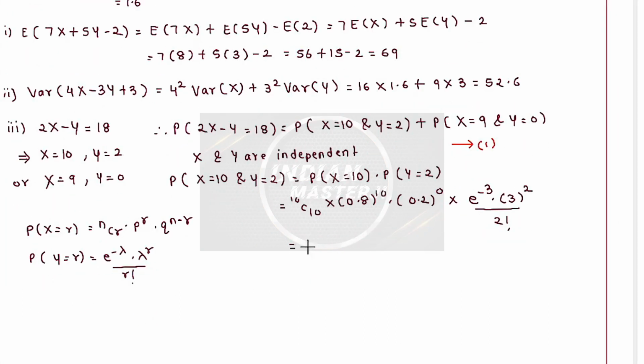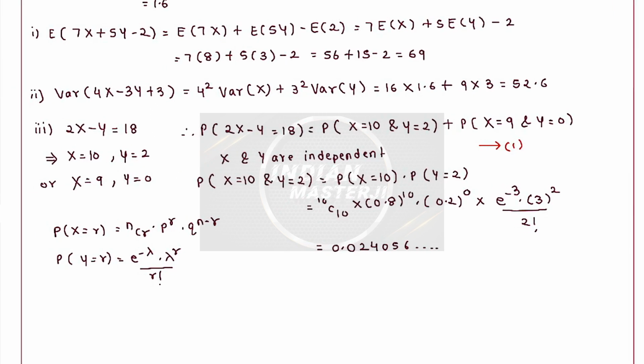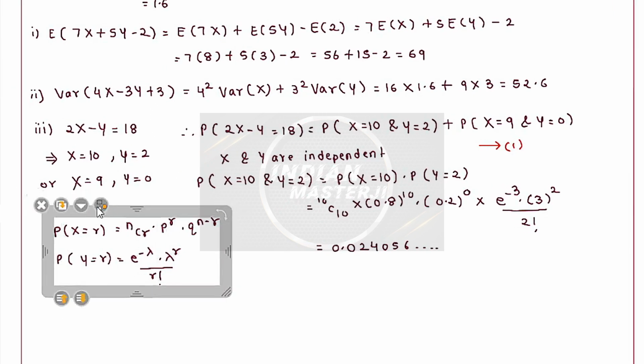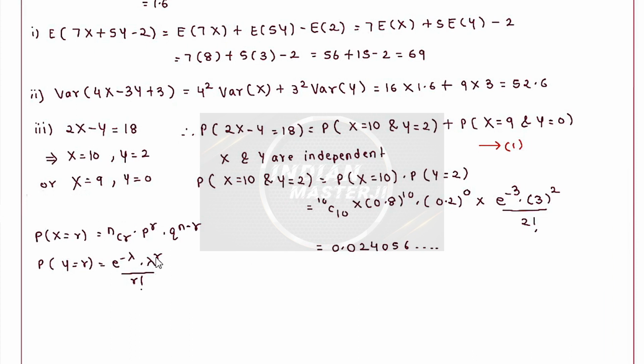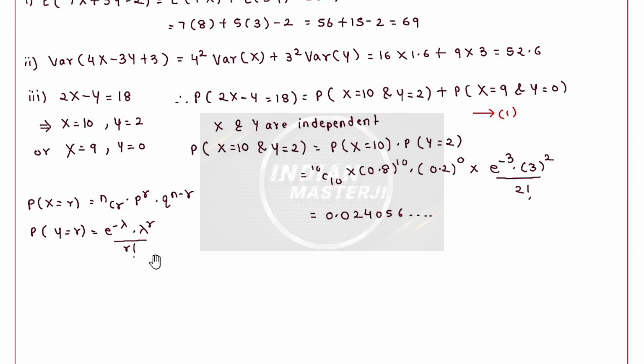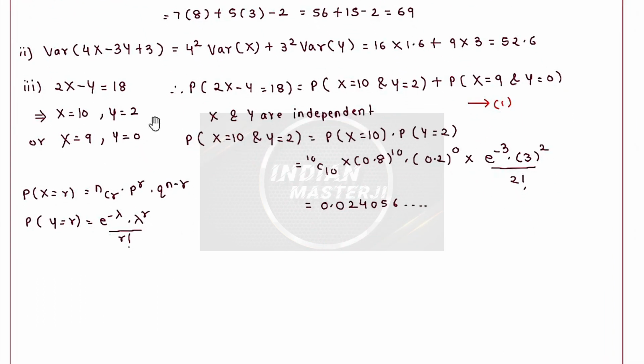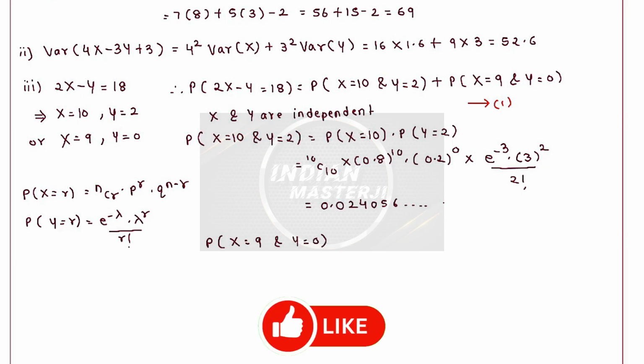This will be equal to 0.024056 something something. Okay, let me bring this a little bit here, otherwise it will get mixed up. Okay, now we have found out probability of x equal to 10 and y equal to 2. Now let's try to find out probability of x being equal to 9 and y being equal to 0. This becomes our second value here.